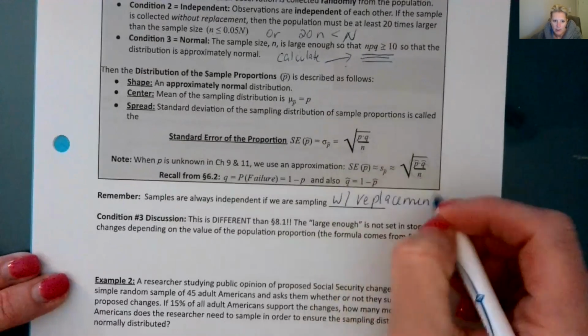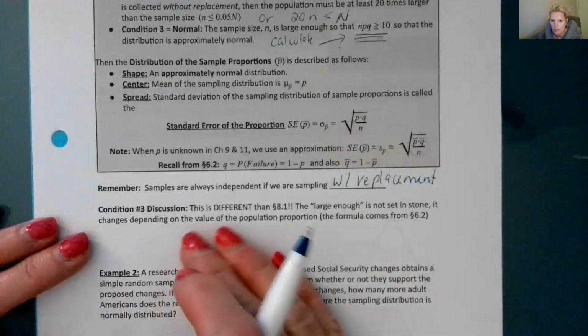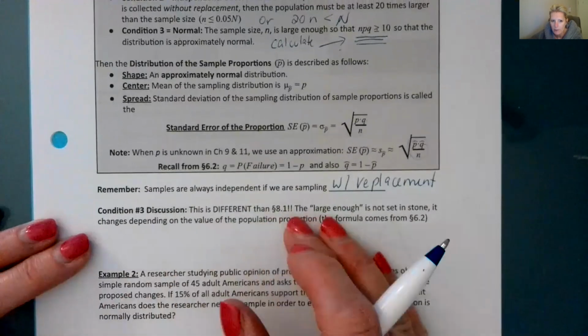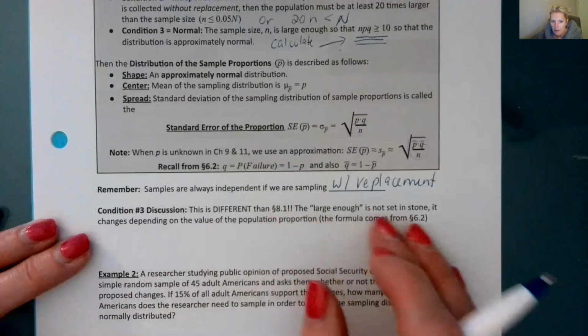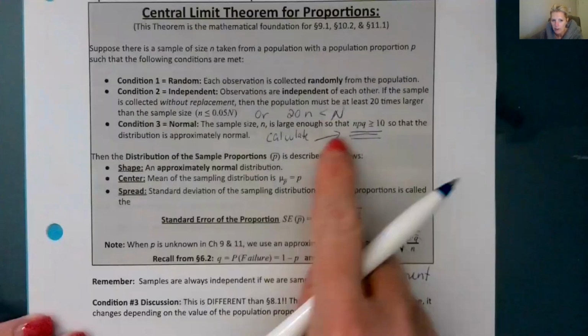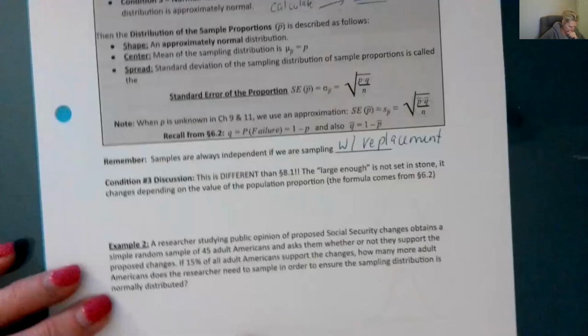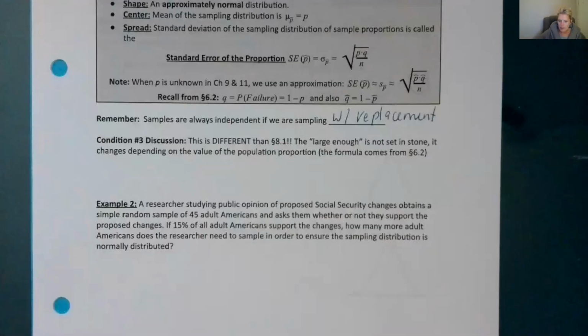We're talking about our condition 3 again. This is different than 8.1. The large enough is not set in stone. It changes depending on the value of the population proportion. So that's why we have to show this calculation. n times p times q has to be greater than or equal to 10. Okay. So let's look at example 2 here.